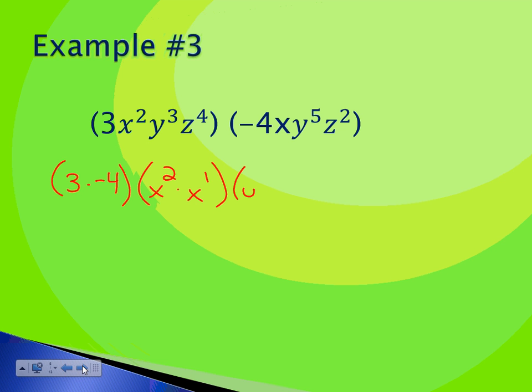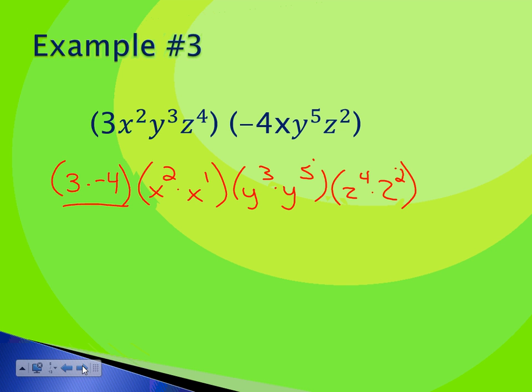And y to the third with y to the 5th, and z to the fourth with z squared. Now it looks a little bit easier because things are grouped together. Does that make sense? Things are grouped together. So now we're just going to work it out.